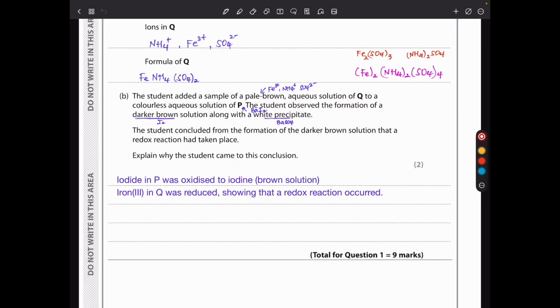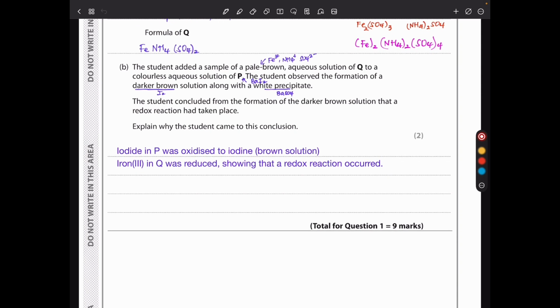Then in part B, the student added a sample of a pale brown aqueous solution of Q to a colorless aqueous solution of P. The student observed the formation of a darker brown solution along with a white precipitate. The student concluded from the formation of a darker brown solution that a redox reaction had taken place. Explain why the student came to this conclusion.